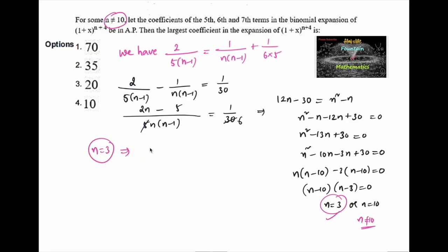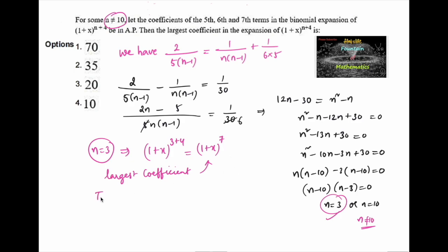So we have the expansion (1 plus x) whole to the power of 3 plus 4, which is (1 plus x) to the power of 7. And clearly we can say that the middle term will have the greatest coefficient, the largest coefficient in the expansion of (1 plus x) to the power n. So the number of terms will be 8. So 8 by 2, that is the 4th term.